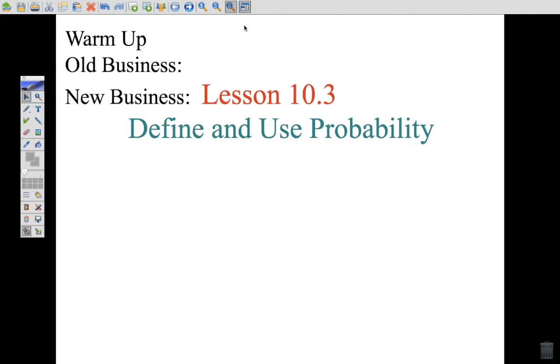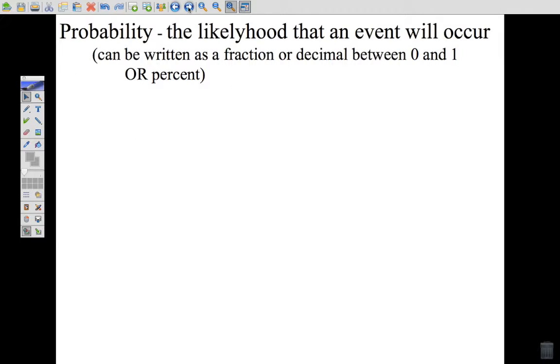Today's Algebra 2 lesson is from Chapter 10, Lesson 3, Defining and then How to Use Probability. Probability is really just a calculation for the likelihood that an event will occur. You can write it a variety of ways. You could write it as a fraction, as a decimal, or as a percent.